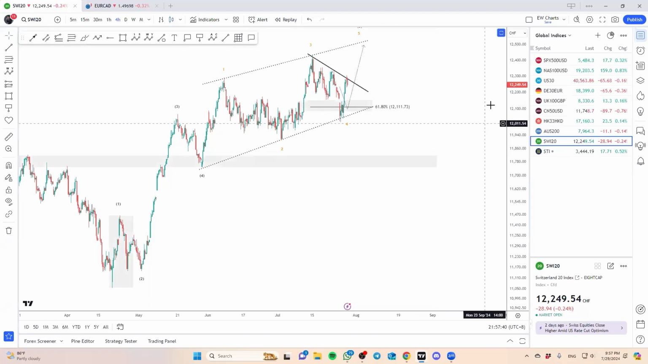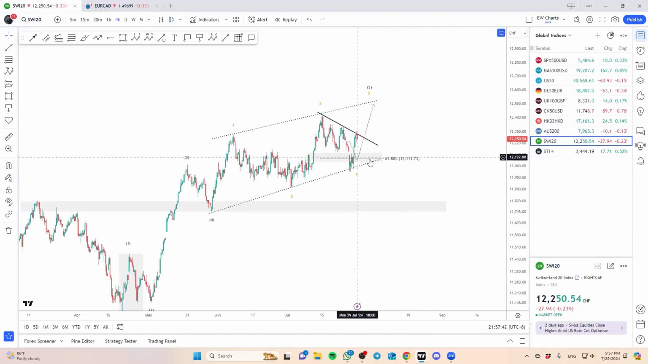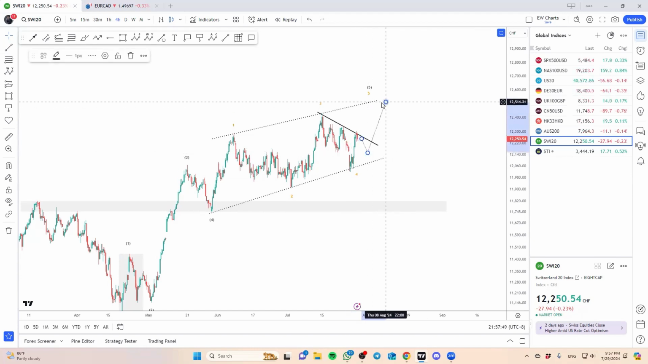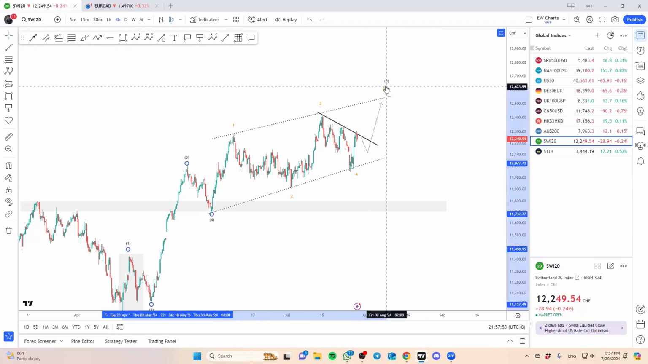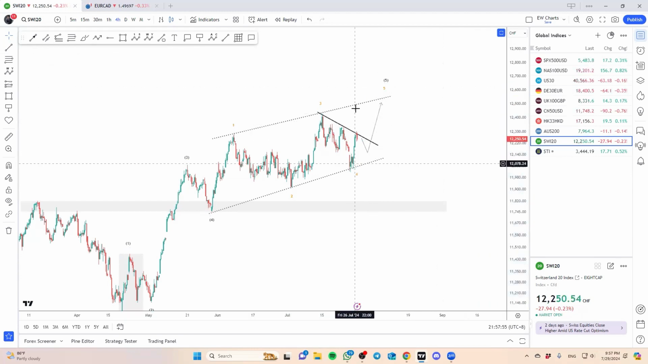Okay. Switzerland side of things, came down, tagged the wave four potential area very nicely. So we are kind of expecting it to go up a little bit more, complete the fifth wave out there. Okay, so bullish bias on this. I think this one here pretty clear as of now as well.